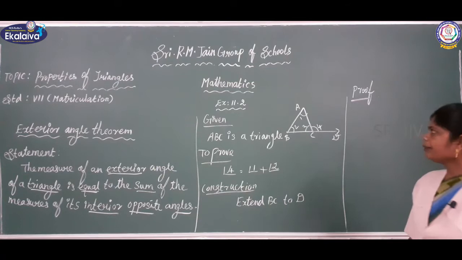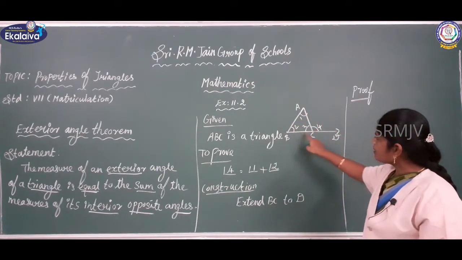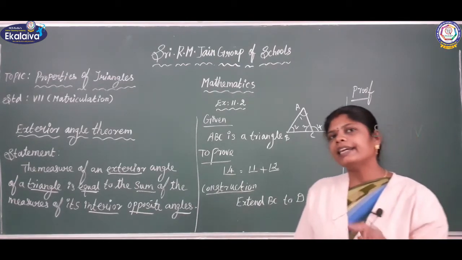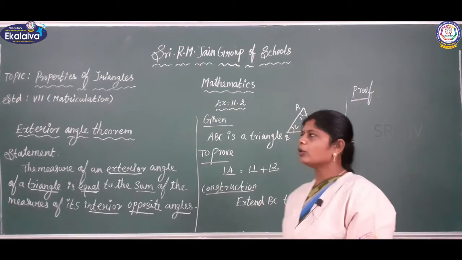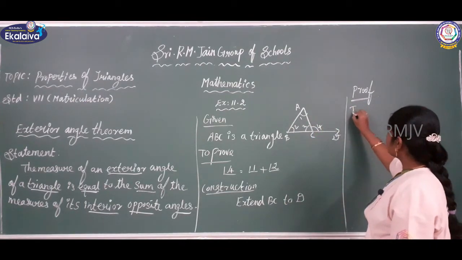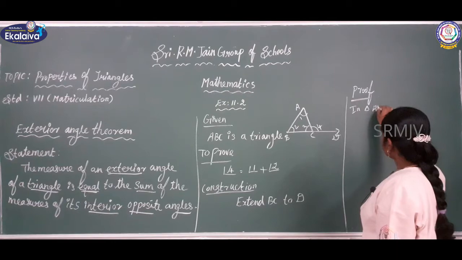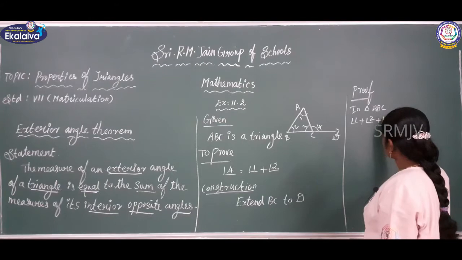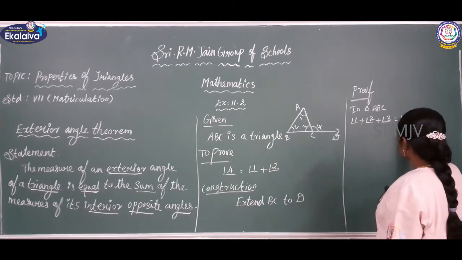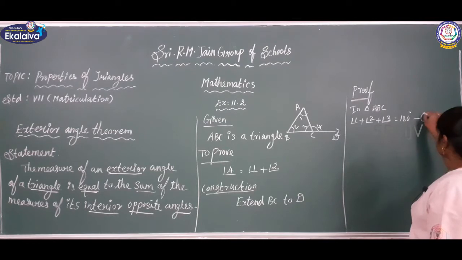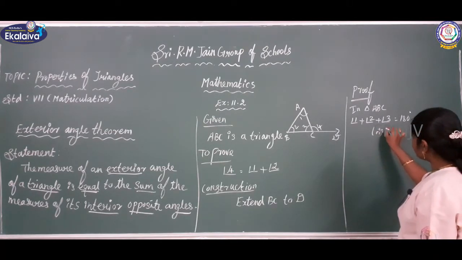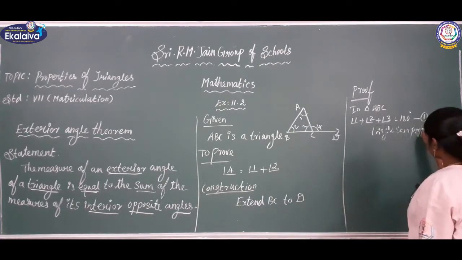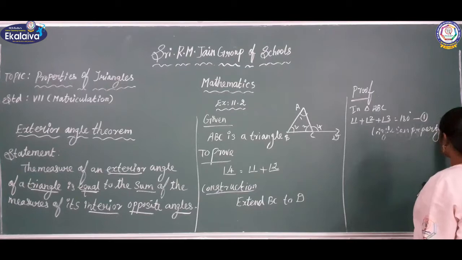Proof. Okay. First we see here ABC is a triangle. You know the angle sum property, the sum of angles in a triangle is 180 degrees. That I am going to apply here. Okay. In triangle ABC, angle 1 plus 2 plus 3 equal to 180 degrees. This is equation 1 because of the angle sum property of a triangle.